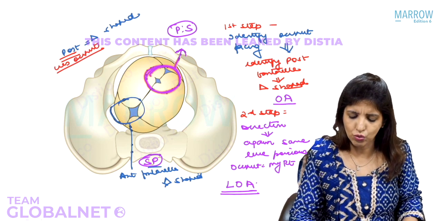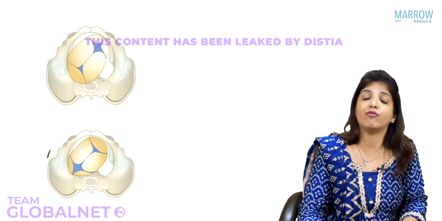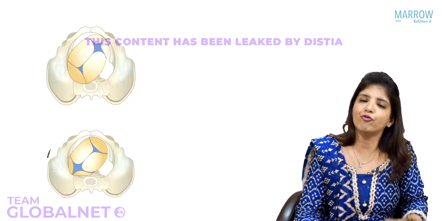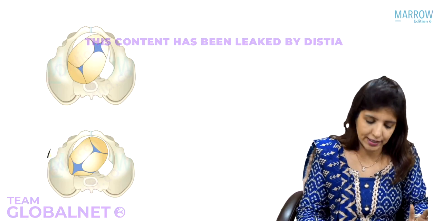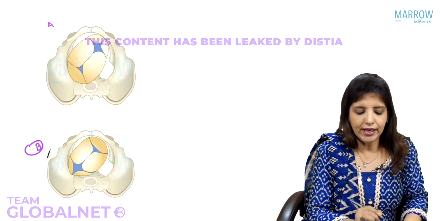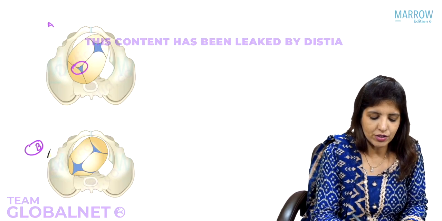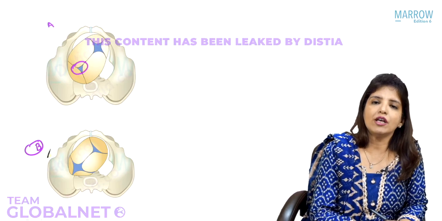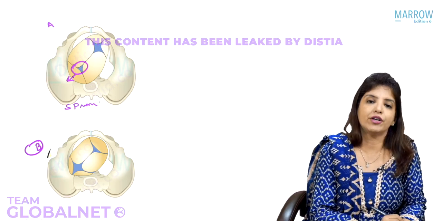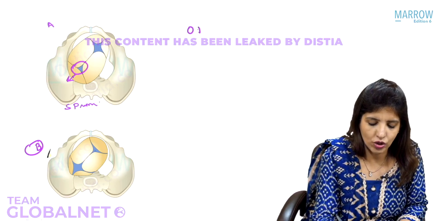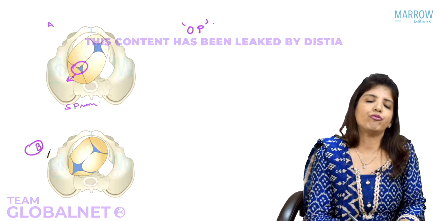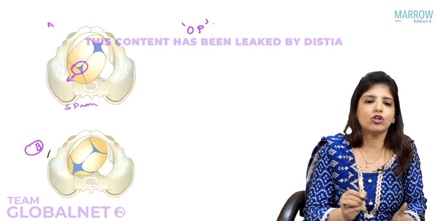Let's practice one or two images again, because these are very, very important images. Direct questions come on these, and if you know the funda, you are going to mark it correctly, right? Okay, so image A, image B. In image A, this over here is the posterior fontanelle. Where is it facing? It is facing towards the sacral promontory. That means it is occipito-posterior position.